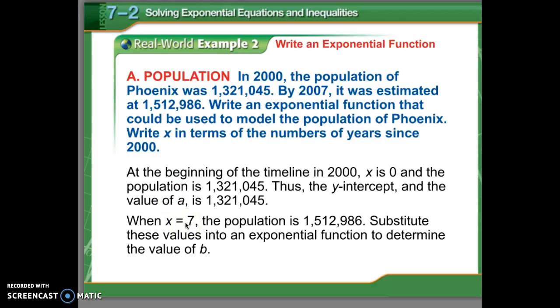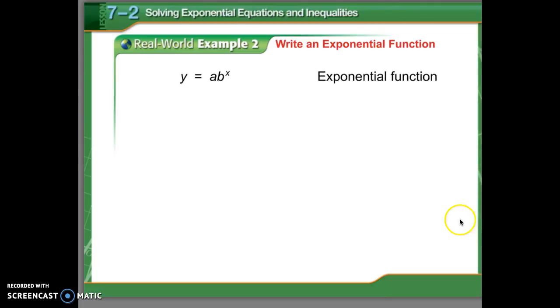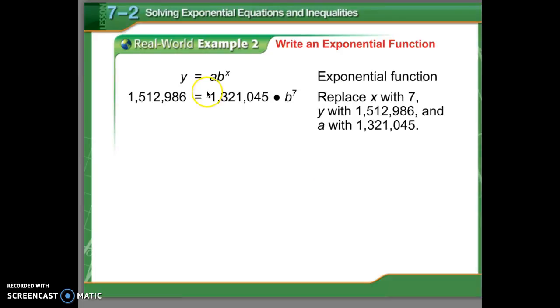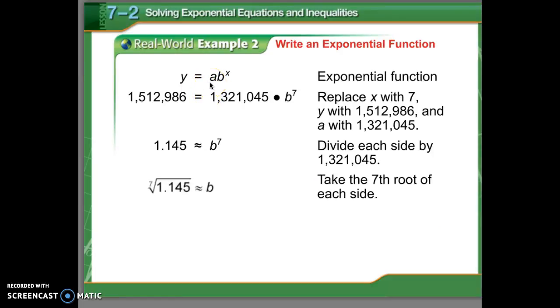Then when x is 7, so 7 years later after 2000 will be the year 2007, the population has increased to this new number. So we're going to substitute these values into an exponential function to figure out the value of b. So let's look and see what that looks like. So we're starting with the basic exponential function of y equals a times b to the x. And our a is our initial value, our y is our final value, and our x, the exponent, is our time that's elapsed in this problem.